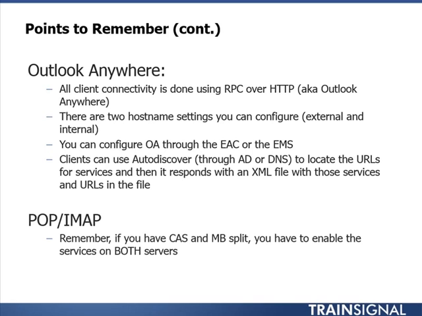Moving on to POP and IMAP, remember something. Everyone remembers that you have to turn on POP and IMAP services. That's been the case since Exchange 2007. But remember that if you have the client access server and the mailbox server split on two separate servers, you have to enable the services on both of these servers. So you don't want to just enable it on the client access server and think, okay, we're good. You have to enable the service on the mailbox server as well. And that's because whatever protocol is used to connect to the CAS server, that's what's going to be used to connect back to the mailbox server.